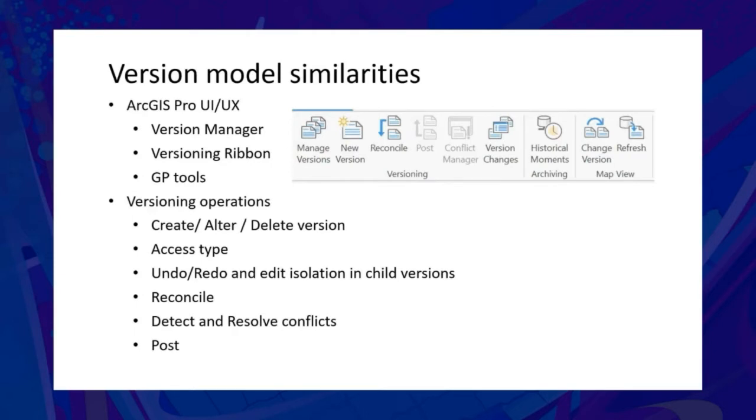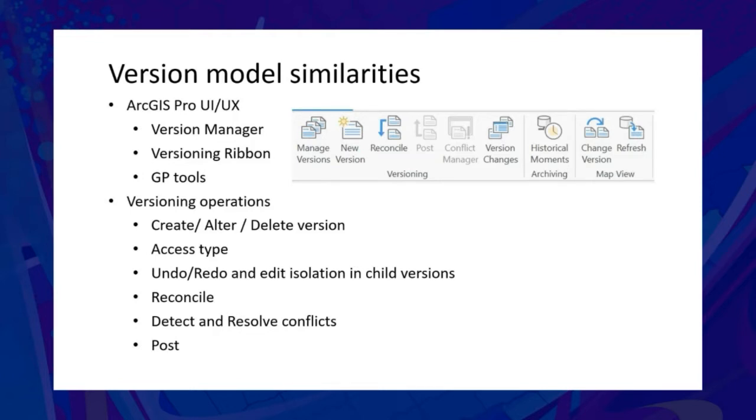If you are using Pro as client, the versioning UX and the UI will be the same between traditional and branch versioning. The version manager is still the view you use to manage your versions. The versioning ribbon and the geoprocessing tools work with the branch versioned workspace. All versioning operations are termed the same. You still as a user create, alter, delete version as needed.